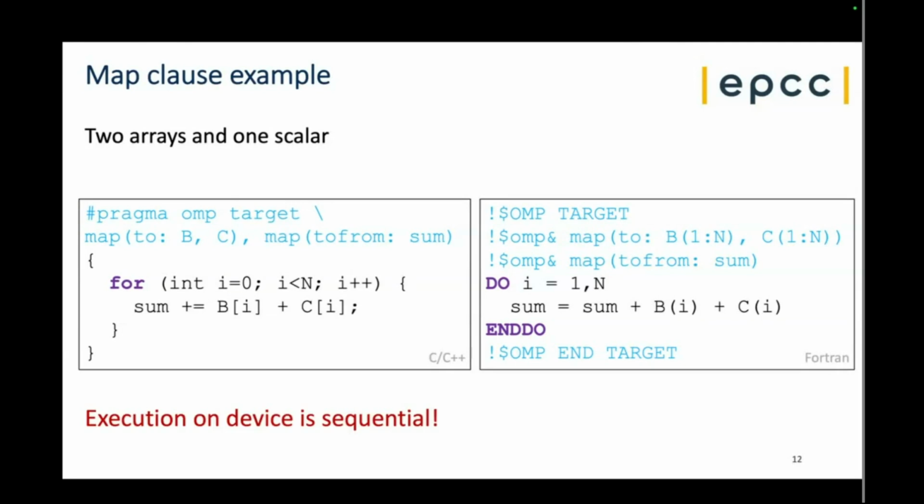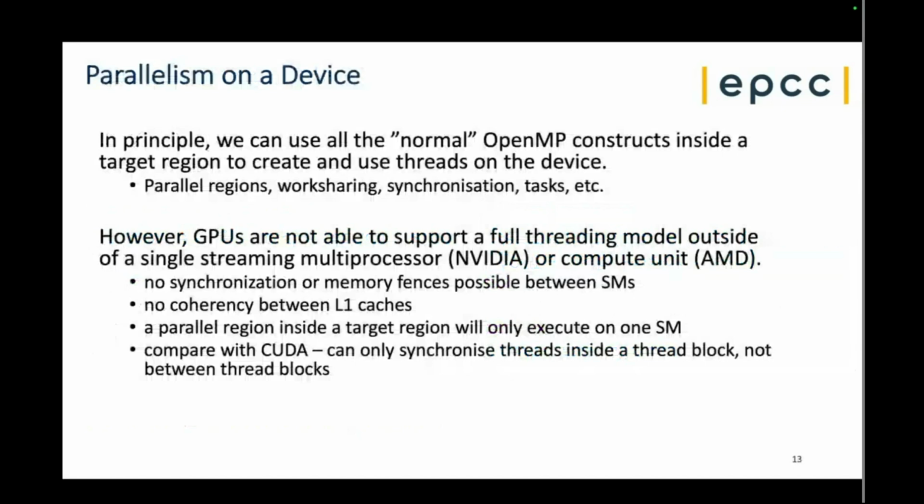Okay, so executing on this device is sequential. There is no parallelism whatsoever. Now, the whole point of using a GPU is to exploit parallelism. So we need to tell OpenMP how to spread all these tasks, all these loop iterations across all the threads.